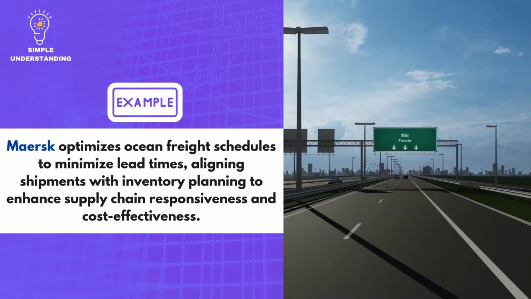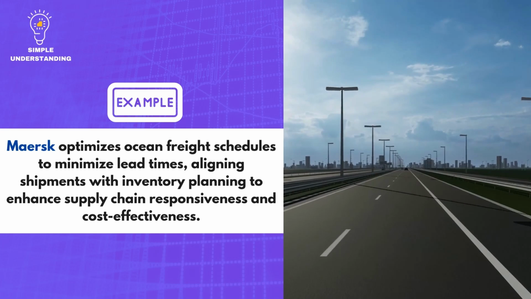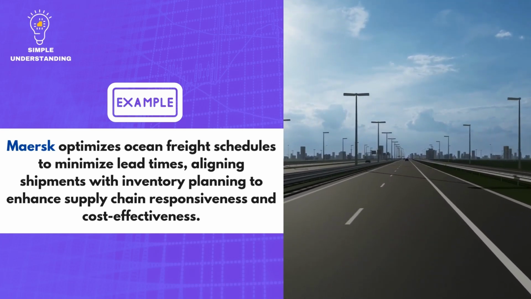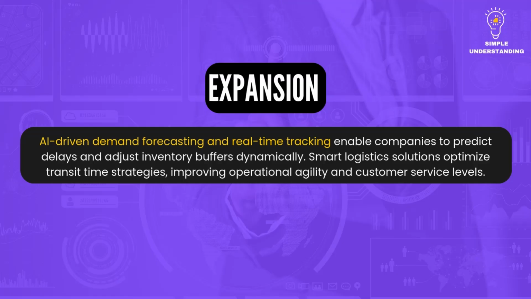Real company example. Maersk optimizes ocean freight schedules to minimize lead times, aligning shipments with inventory planning to enhance supply chain responsiveness and cost-effectiveness. Expansion. AI-driven demand forecasting and real-time tracking enable companies to predict delays and adjust inventory buffers dynamically. Smart logistics solutions optimize transit time strategies, improving operational agility and customer service levels.